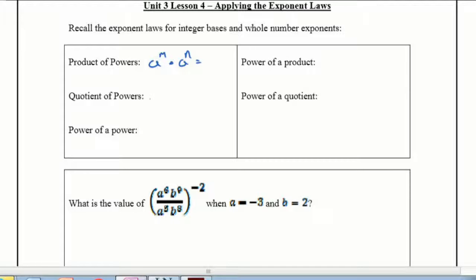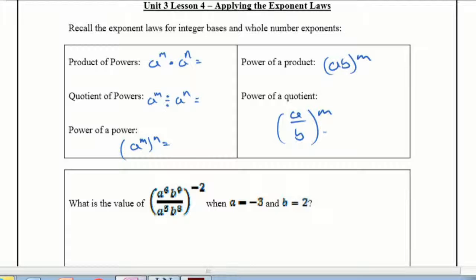How about a to the m divided by a to the n? What's that going to give us? A to the power of m, and then to the power of n, a and b to the power of m, and a over b to the power of m. What are all those going to look like? Do you remember what happens for each of these things?